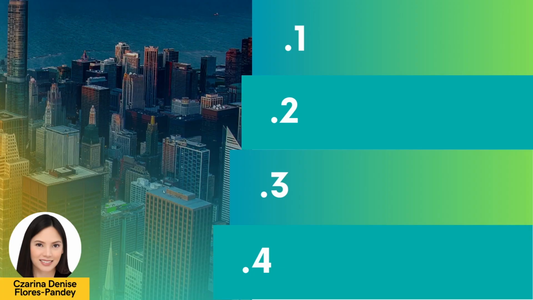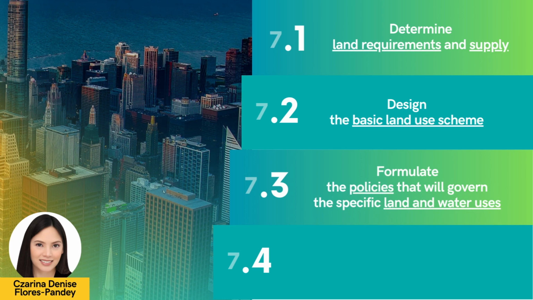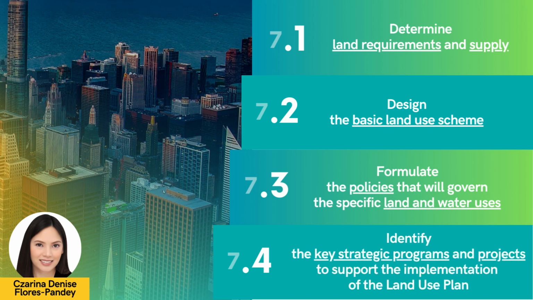There are 4 sub-steps within Step 7. These 4 steps are the following. Step 1. Determine land requirements and supply. Step 2. Design the basic land use scheme. Step 3. Formulate the policies that will govern the specific land and water uses. Step 4. Identify the key strategic programs and projects to support the implementation of the land use plan.